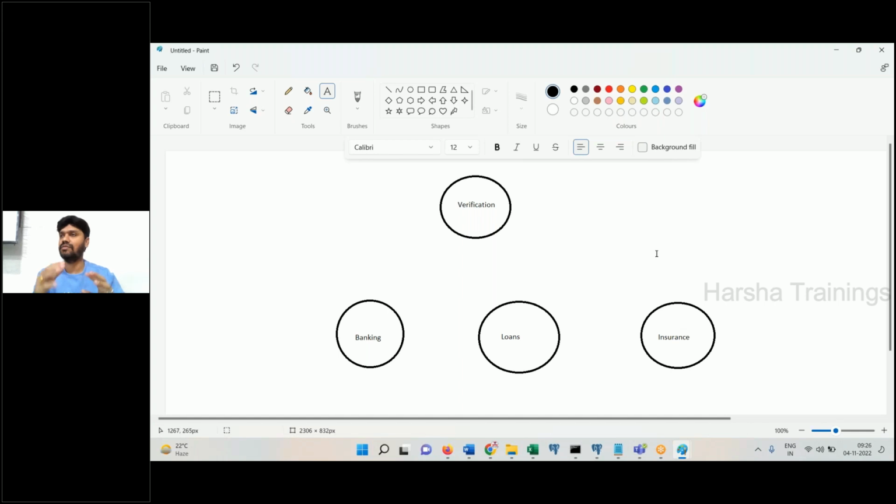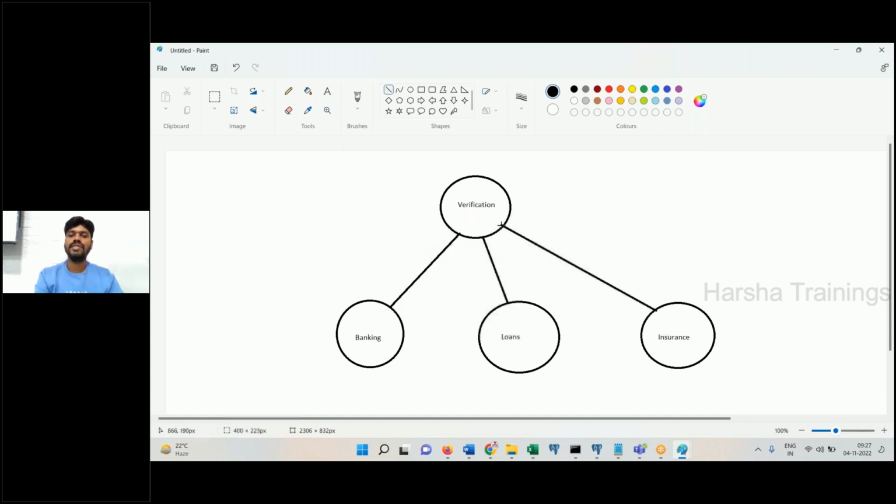How do I make the relation? In the Notepad, I wrote inherits, derives, and so on. Here, to make the relation, the easier way is to connect them. This is the higher level, a tree structure. Higher level will be accessible to the levels below. So banking can access verification, loan can access verification, insurance can access verification. This connector line here is the inheritance relation between the classes. Everyone clear so far?